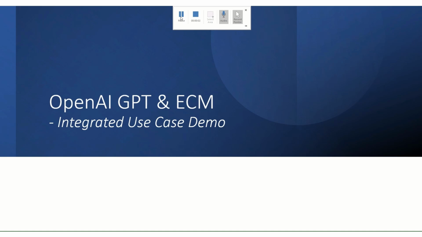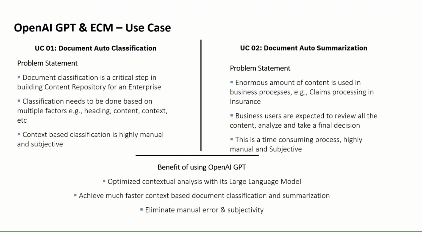Hello and welcome. In this short demo, we'll see how we can integrate OpenAI GPT models with ECM for these two use cases. The use cases are document classification and document summarization. The traditional ways of document classification and summarization are very time consuming, very subjective, and highly manual. So in both scenarios, we can utilize OpenAI's GPT models to automate the process.